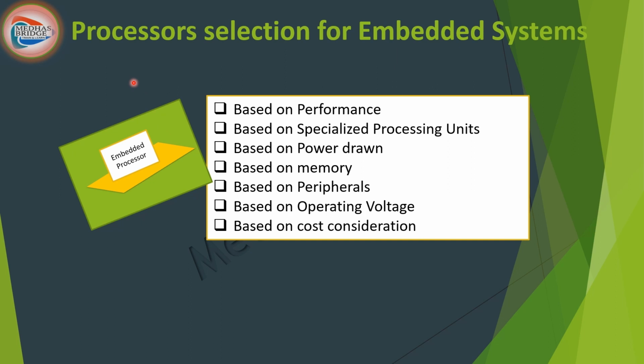What should I consider while selecting a processor for embedded system design? Based on performance, based on specialized processing units, based on power drawn, based on memory, based on peripherals, based on operating voltage, and based on cost consideration.